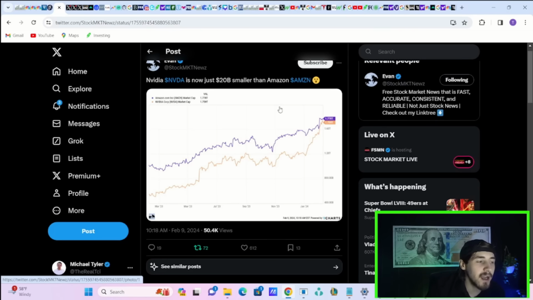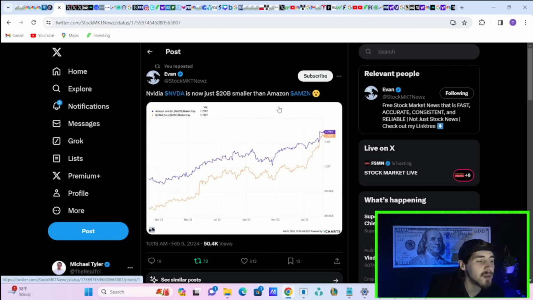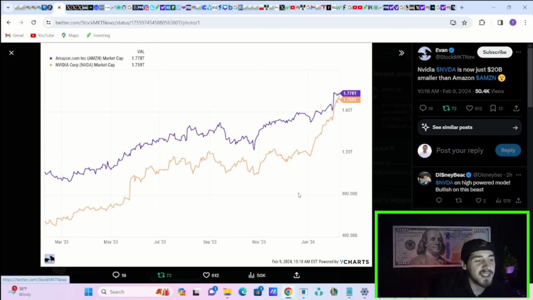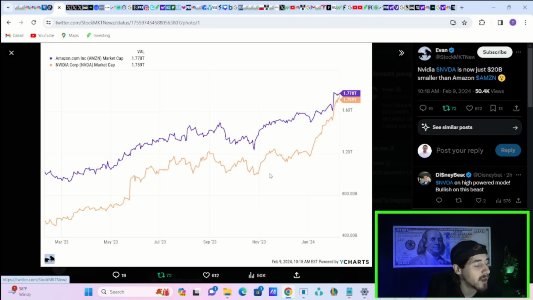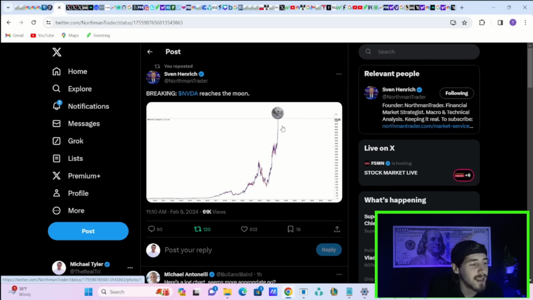At the same time, Nvidia is now $20 billion smaller than Amazon. That's actually crazy. If Nvidia has a really good earnings, not next week, but the week after that, Nvidia is going to be over a $2 trillion company, potentially becoming the largest company in the world, if it's really good and investors really like what Nvidia says. That's just mind-blowing. And lots of Nvidia memes are starting to come out.